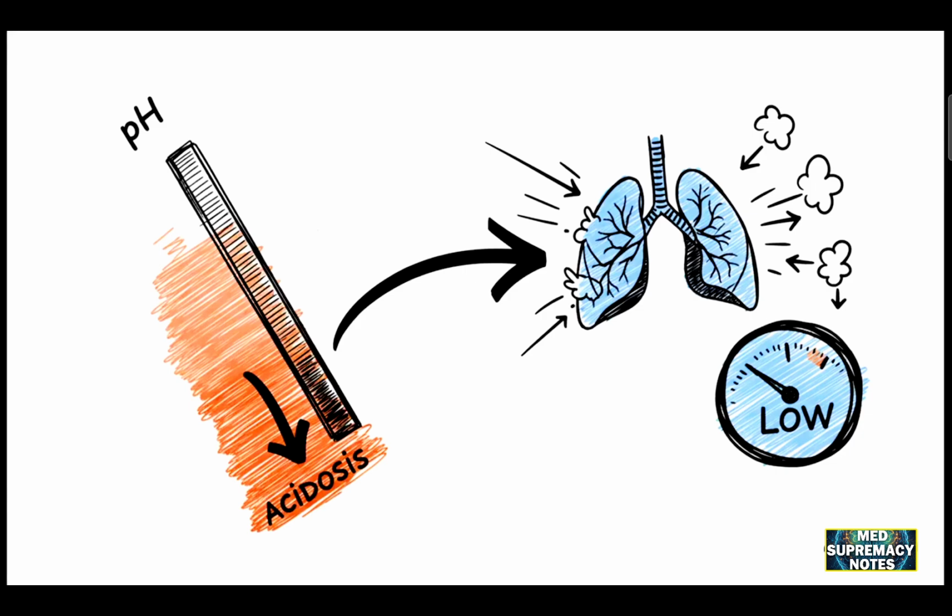Well, think of PCO2, carbon dioxide, as an acid. To fight the metabolic acidosis, the body is basically telling the lungs to go into overdrive. They start breathing faster and harder to literally blow off that CO2. By getting rid of that extra acid, the respiratory system is actively trying to pull the pH back up toward normal. This is compensation in action.